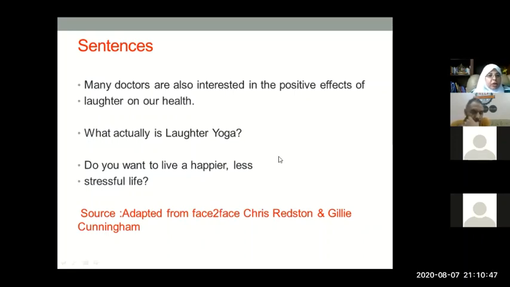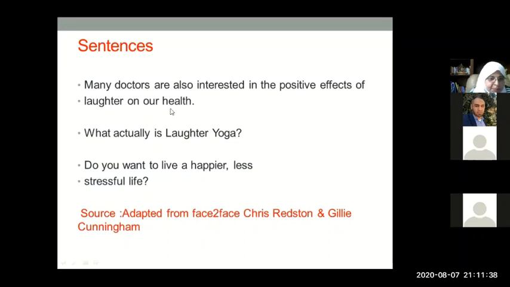Many doctors are also interested in the positive effects of laughter on our health. What actually is laughter yoga? Do you want to live a happier, less stressful life? From these sentences, what do you think the topic is about? Yes, healthcare, healthy life, of course. The importance of laughter yoga. And then, of course, you keep on brainstorming and talking about the topic. Of course, you're not going to use all the ideas, but I have shared a lot of ideas, and you can use one at a time.